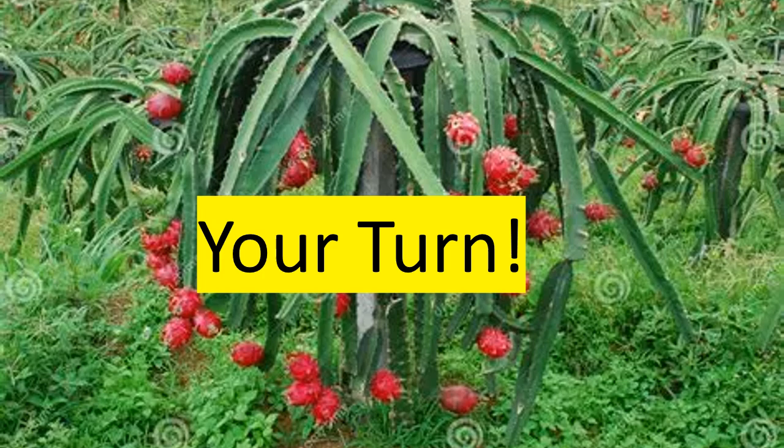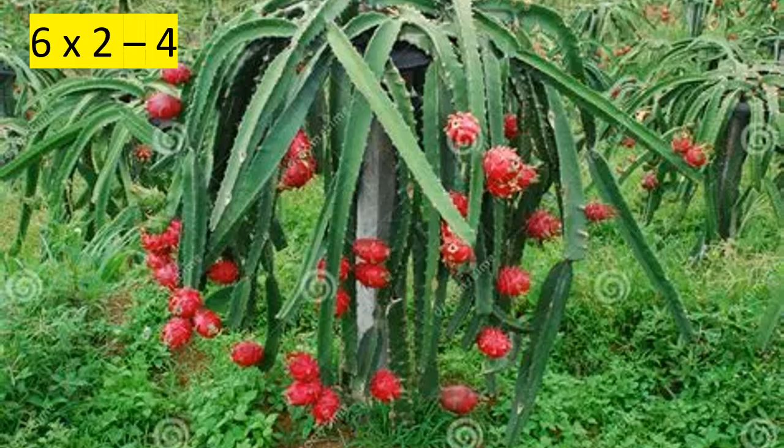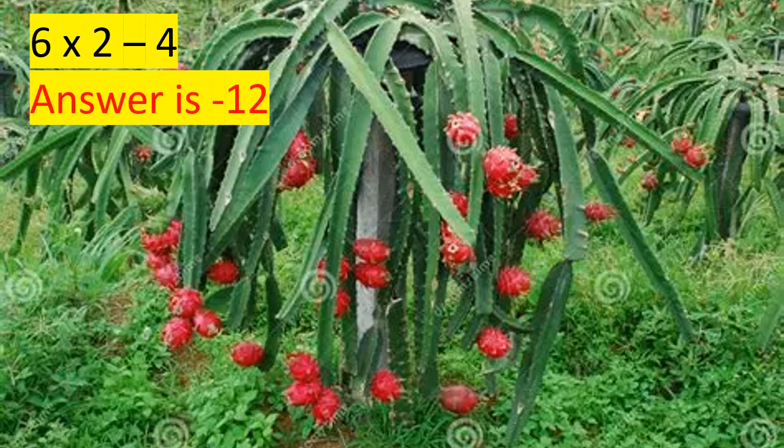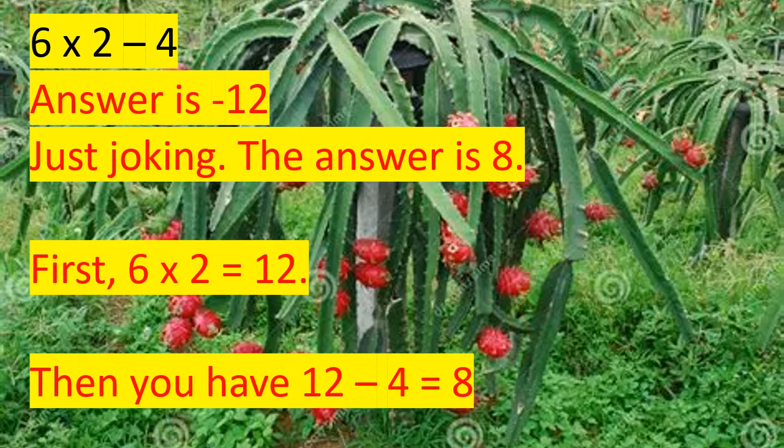Okay, your turn. 6 times 2 minus 4. So you go ahead and work on that one. Pause the video if you need to. I'm going to go ahead with the answer now. So the answer is minus 12. Did you get that one? Let's go through it. No, I'm just joking. The answer is 8.